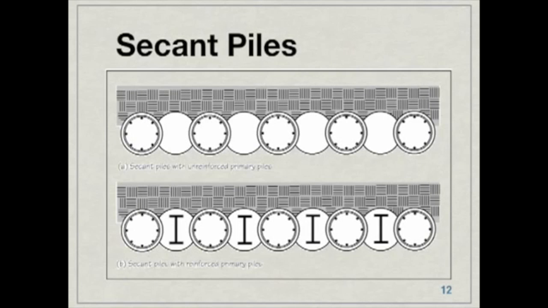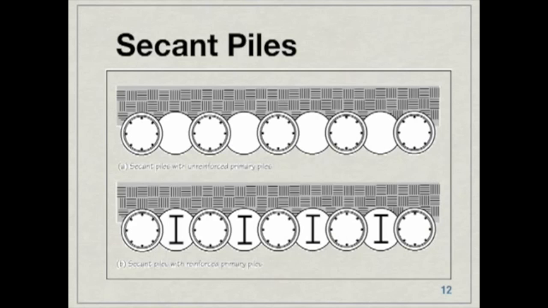Now, as just mentioned, one of the big shortcomings of the contiguous piles is the fact that you wind up with gaps at the bottom, and obviously there will be water penetration because of those gaps. One way to overcome this is by using a modified version of the contiguous piles called secant piles. Secant piles essentially consist of two sets of interlocking contiguous piles.